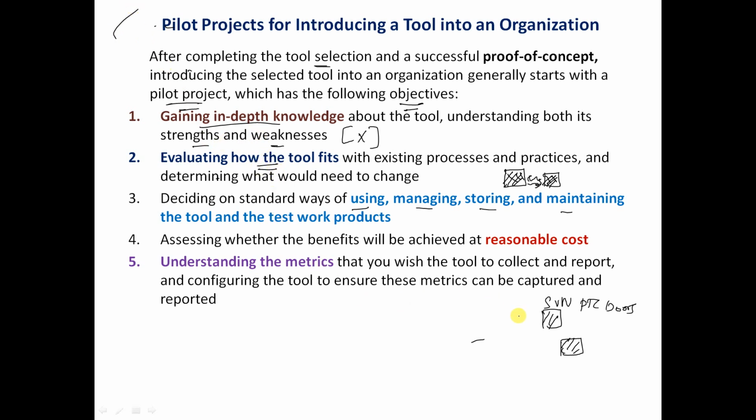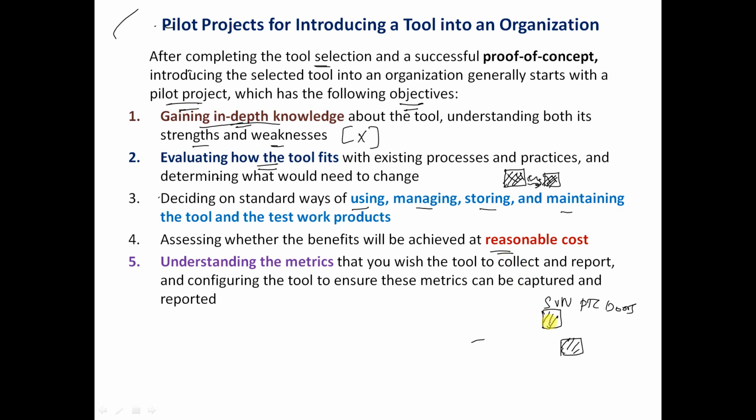evaluating the tool, right? Then the third one is, at the time of evaluating or the time of usage, you are gaining in-depth knowledge, right? So both strength and weakness. So that's the third point. Then the fourth one is assessing whether the benefits will be achieved at a reasonable cost.